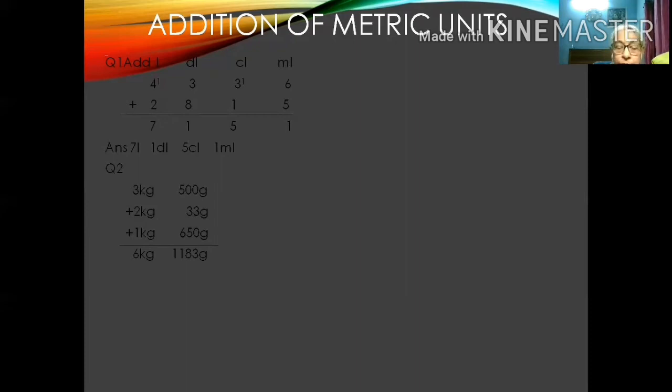So what we have to do? We have to divide by 100. Sorry, 1000, because 1000 gram is equal to 1 kg. So divide by 1000. When we divide, 1 will come and this 1 is added to the kilogram. And what will be remaining? 183 gram. And 1 kg will be added to this 6 kg, 6 plus 1 is 7 kg. So it will be 7 kg 183 gram.